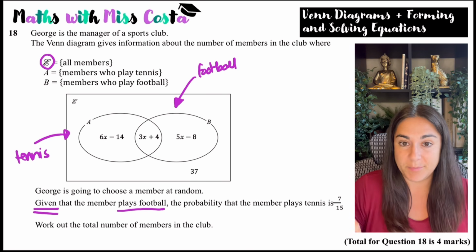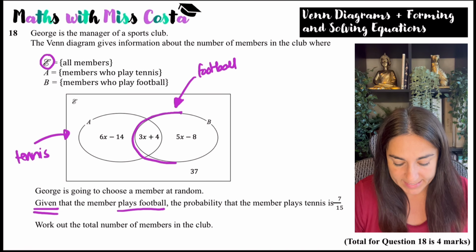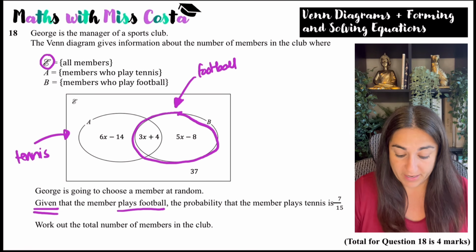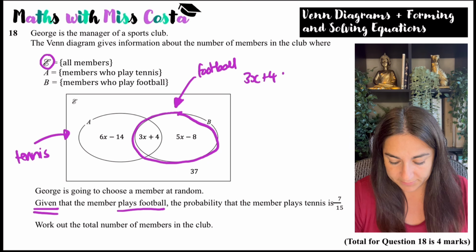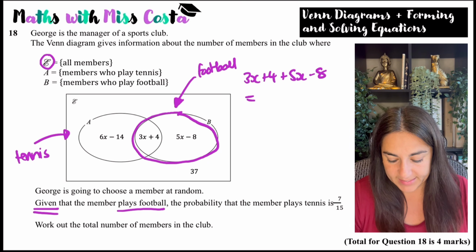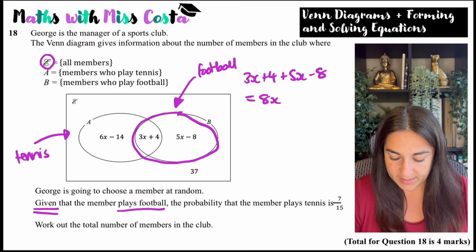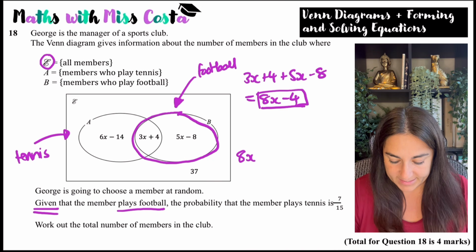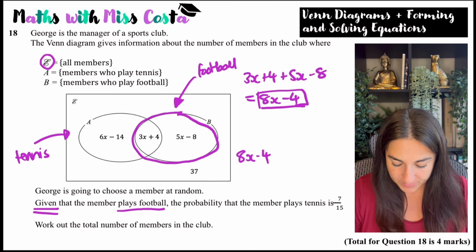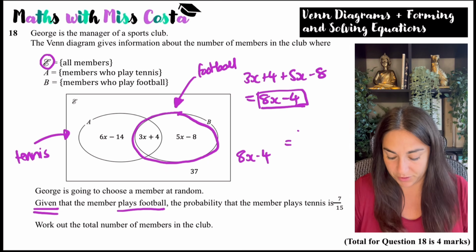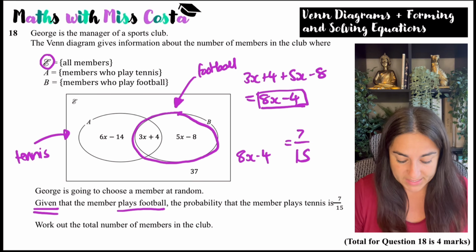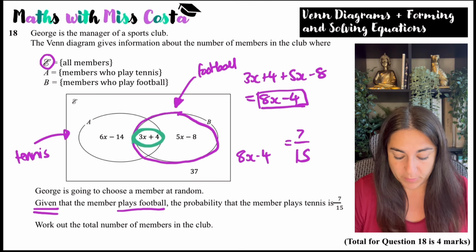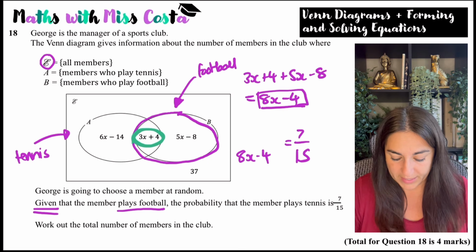Okay, so given means that I shrink my universe to just the players that play football. So the players that play football would be made up of 3x plus 4 plus 5x minus 8. So that would be 8x. 4 minus 8 is 4. Okay, so that would be my total. So 8x minus 4 is going to be my denominator. And the probability that the member plays tennis would be 7 over 15. The bit of the overlap, so these are the people that play tennis and football, would be 3x plus 4.